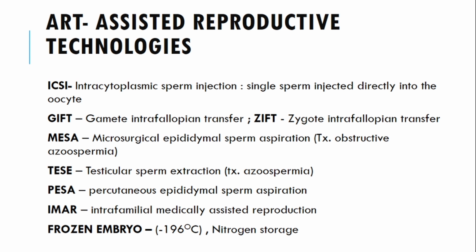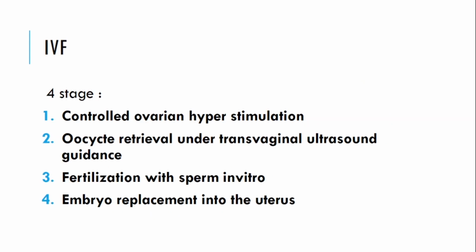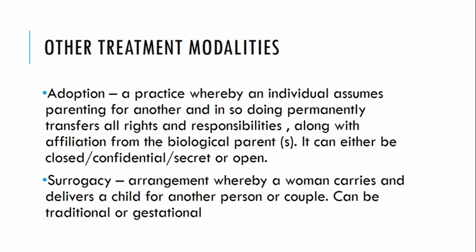These are all different assisted reproductive technologies. IVF is usually in 4 stages: controlled ovarian hyperstimulation, oocyte retrieval under transvaginal guidance, fertilization with sperm in vitro, and embryo transfer into the uterus. There are other treatment modalities apart from what we have mentioned.